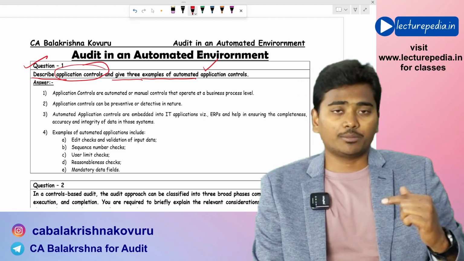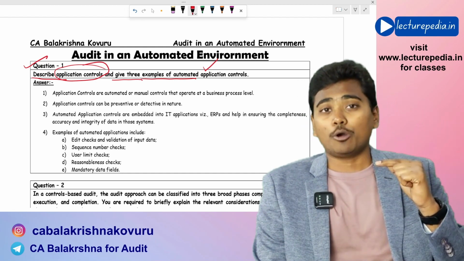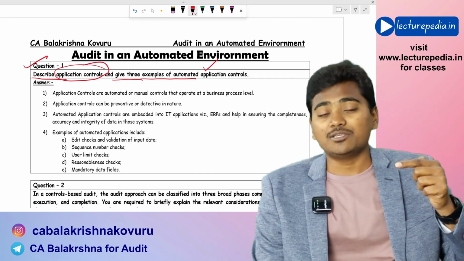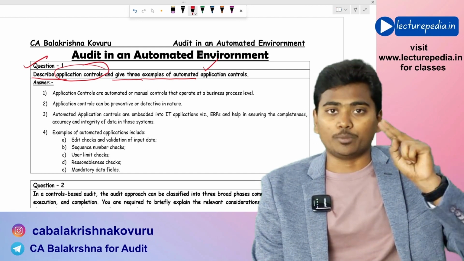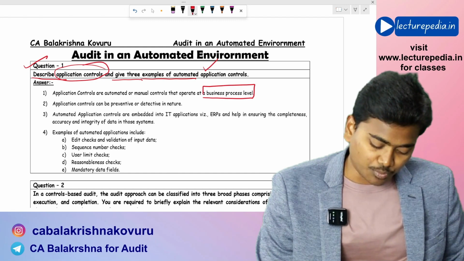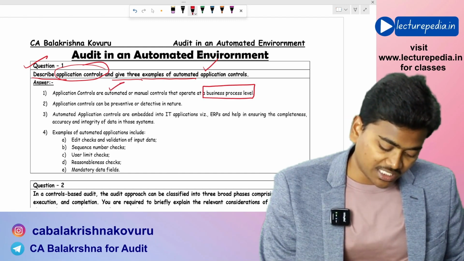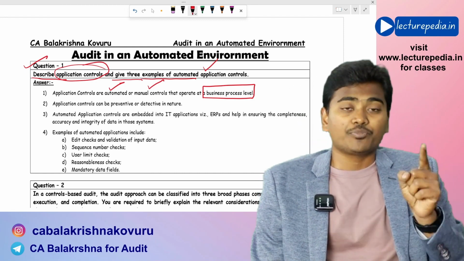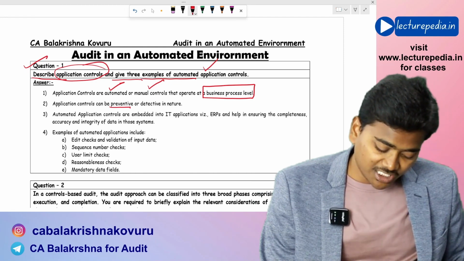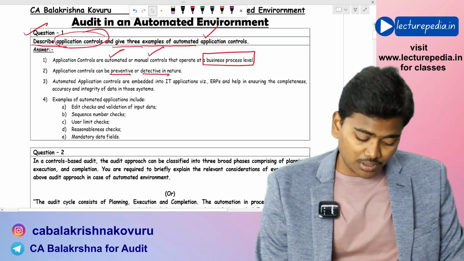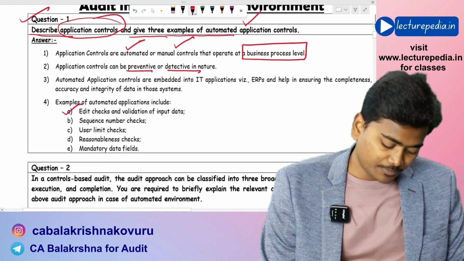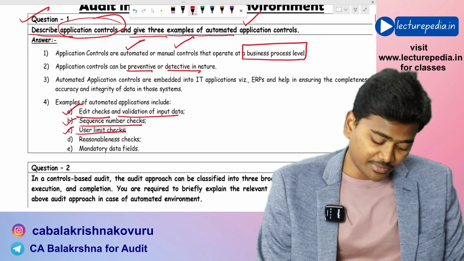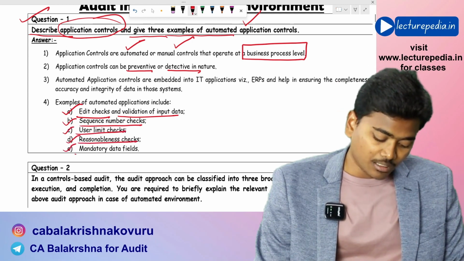First of all, you need to remember that application controls will operate at business process level, and these application controls can be either manual or automated. See, they will operate at business process level and they can be either automated or manual. And also these application controls can be either preventive or detective. And some of the examples of these application controls include edit checks and validation of input data, sequence number checks, user limit checks, reasonableness checks, and mandatory data fields.